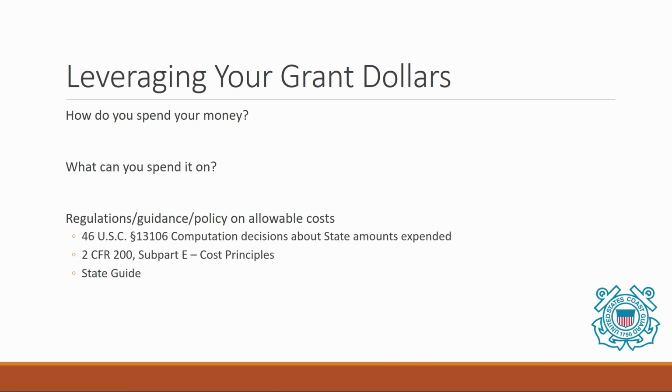All right, so how do you spend your money? What can you spend it on? Regulations on, guidance on, policy on, allowable cost. First and foremost, and this is in order of precedence, the top thing that says what your dollars can be spent on is Title 46 of the United States Code, Chapter 131.